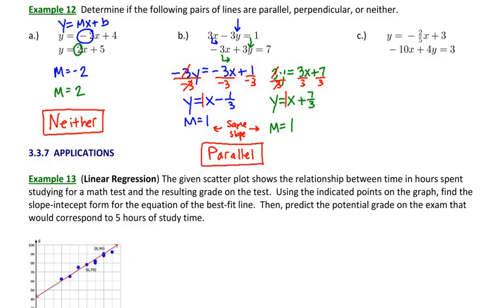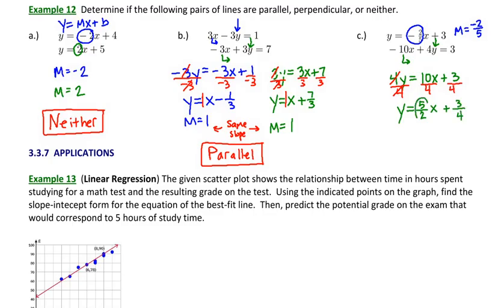And for our last example, we have one line in slope-intercept form and one in general form. If we look at our first line, we can observe the slope of that line, given by the coefficient of x, is negative 2/5. For the second line, we have to rewrite it in slope-intercept form by isolating y. And we can begin by adding 10x to both sides. So that would give us 4y equals 10x plus 3. To isolate y, we need to divide by 4, and we're going to apply that uniformly to all three terms. So we end up with y equals 10 over 4 reduces to 5/2 x plus 3 over 4.